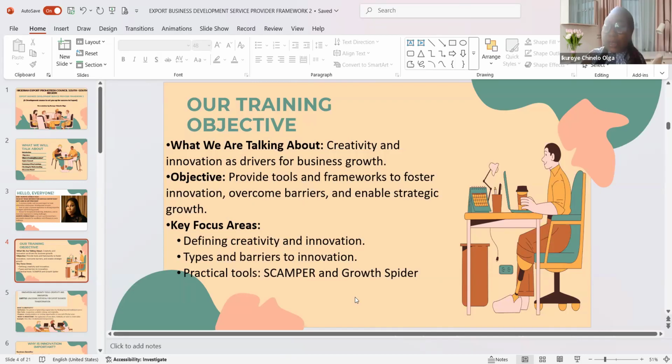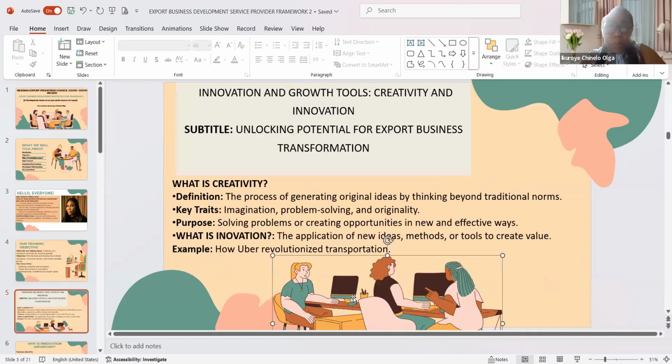First, we need to understand what creativity and innovation mean. Next, we'll identify the types of innovation and barriers that might be slowing you down. Then we'll talk about tools like the SCAMPER and the Growth Spider to help you structure your thinking and measure your success. So basically, let's dig into the main activity of the day.